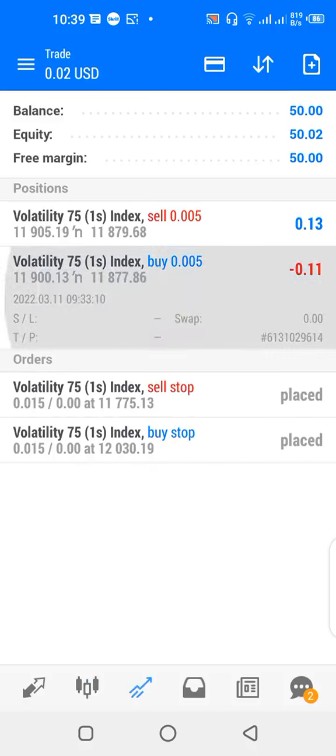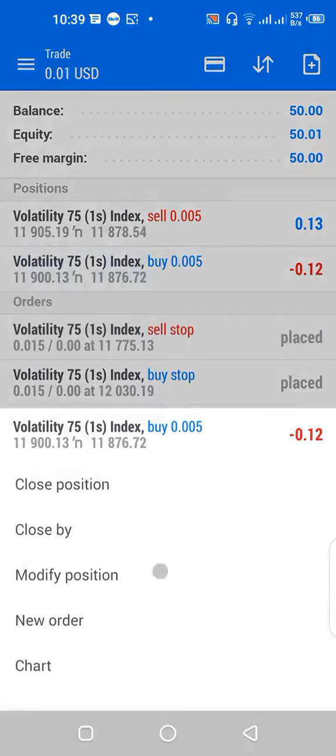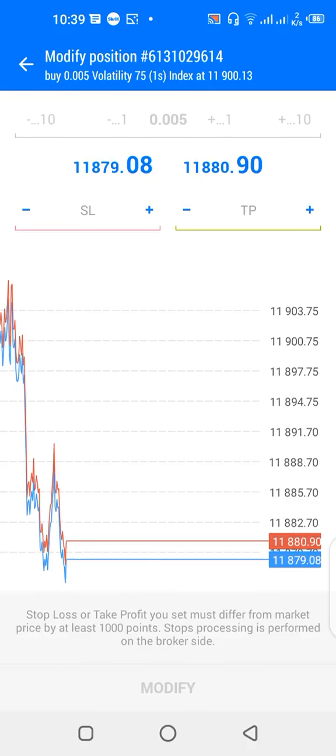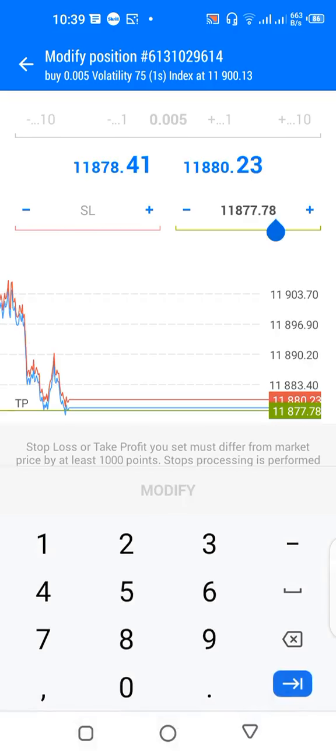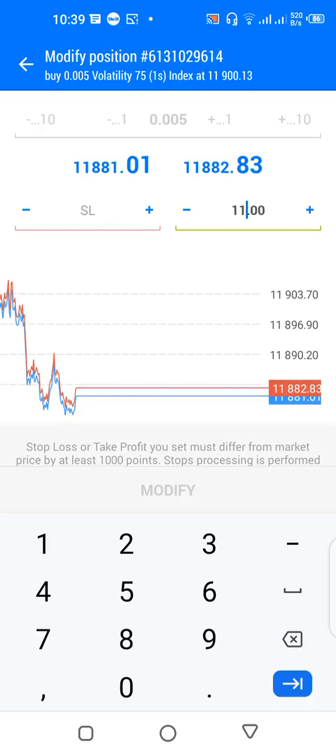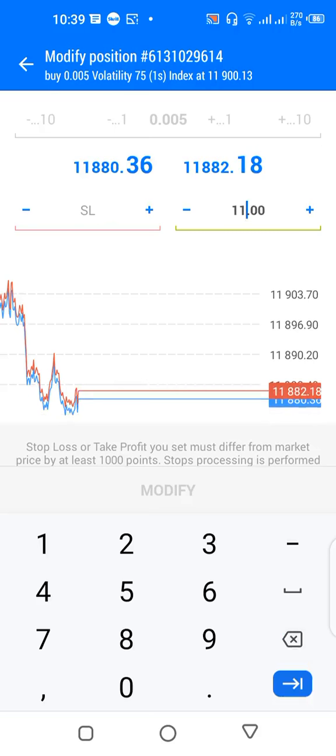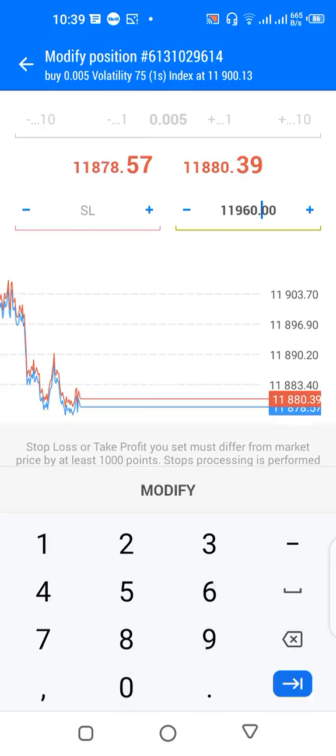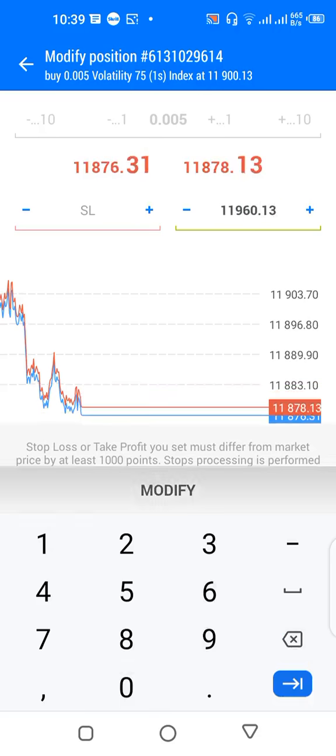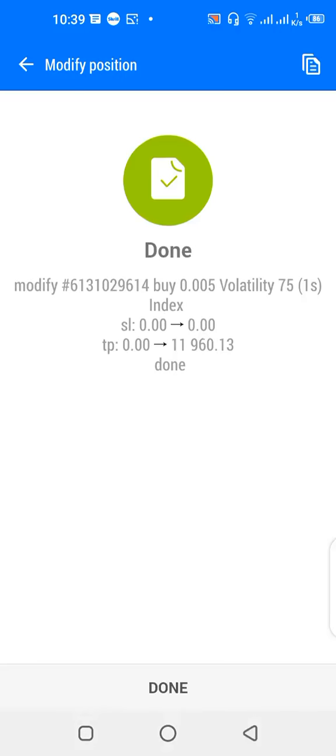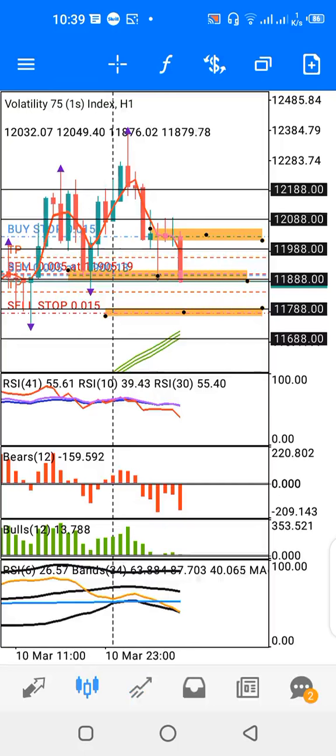Then I'm also going to calculate take profit for the buy trade, adding 60 points to 11900.13. That will give me 11960.13, just 60 points. Okay, we are treating this trade with the ultra evasive Grail Hedge strategy.